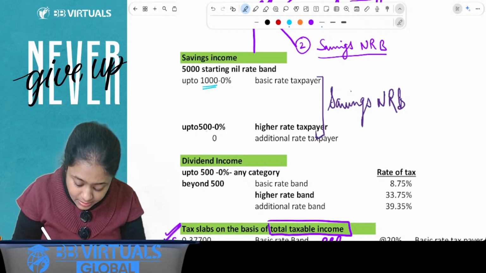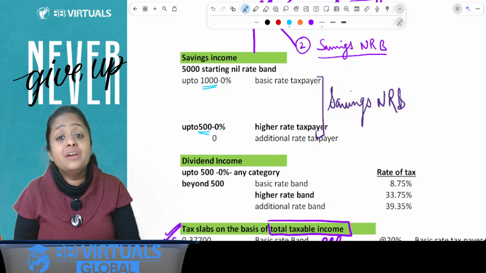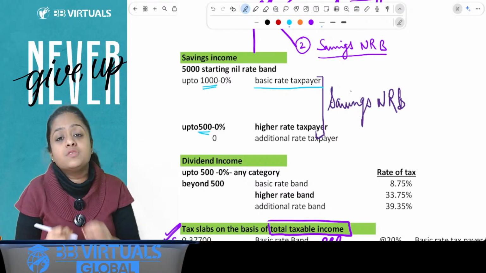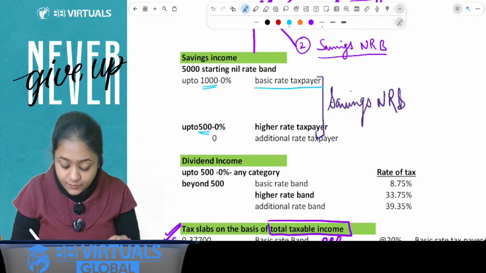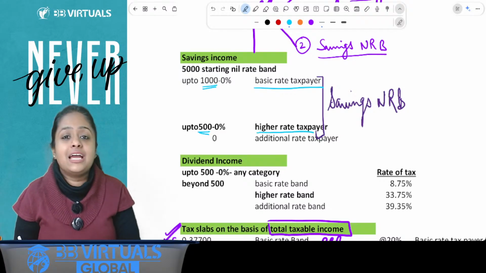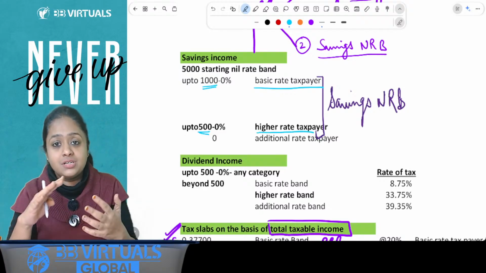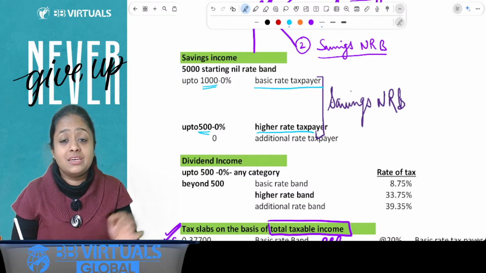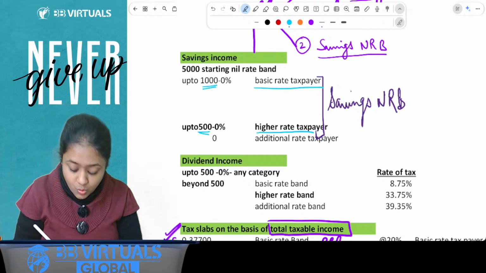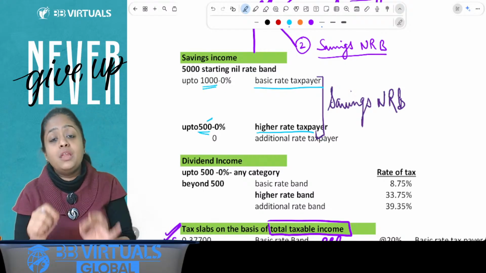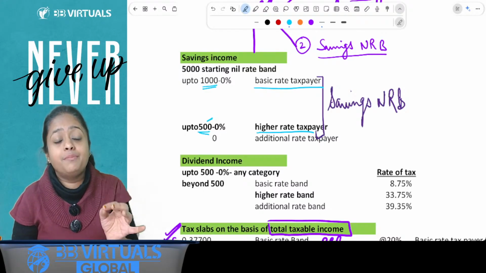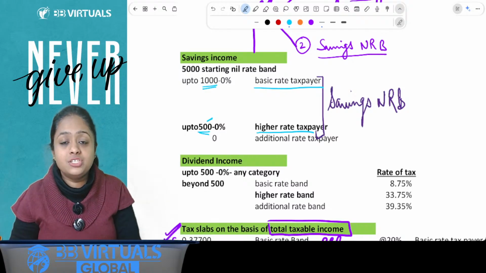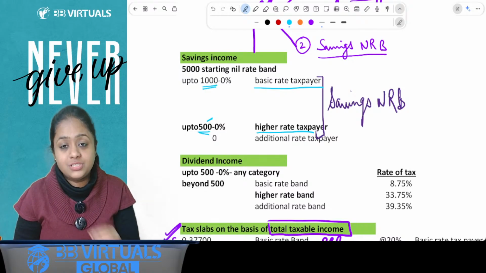If the category of the taxpayer is basic rate taxpayer, straight away 1000 is taxed at 0%. If the category of the taxpayer is higher rate taxpayer, the moment you become richer, these benefits get reduced. So if you are in the higher rate category, the nil rate band offered to you is only up to 500. That means only up to 500 of the savings income will be taxed at 0%. If you become richer and become an additional rate taxpayer, just give me a minute, please.